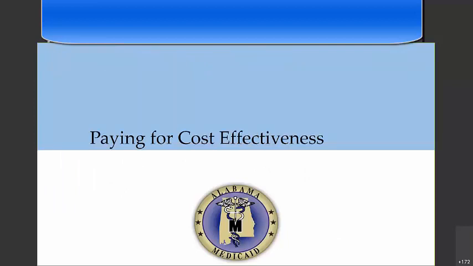In our final section, we'll focus on the determination and distribution of bonus payments for cost effectiveness. This section will include a step-by-step illustrative scenario that involves a hypothetical PCP group.